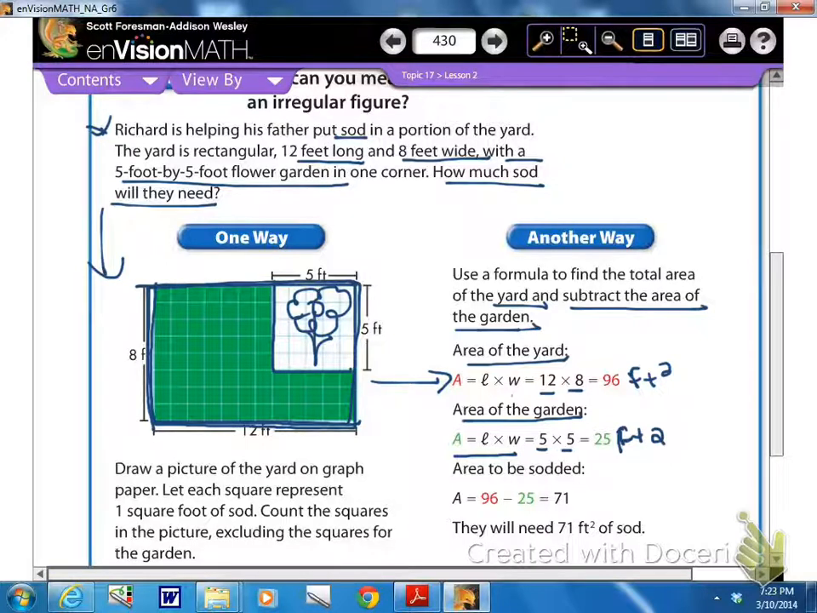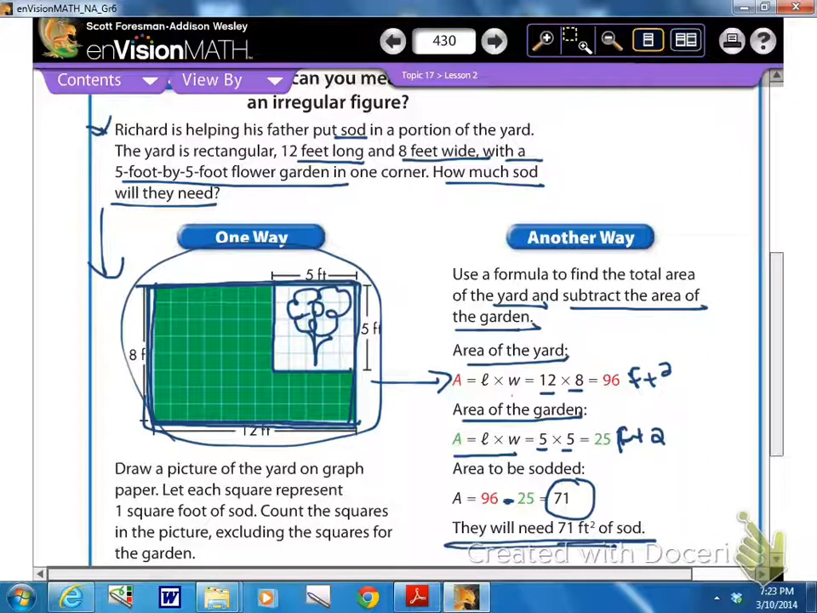Now, the area to be sodded is the 96 feet, the whole piece, minus that 25 feet area where the flowers are. So the green area, just the area that you want to sod, is 71 feet squared. So that's all the sod that you need. That's one way to do it: find the area of the whole piece, and then find the area of this missing piece that you want to subtract or take out.